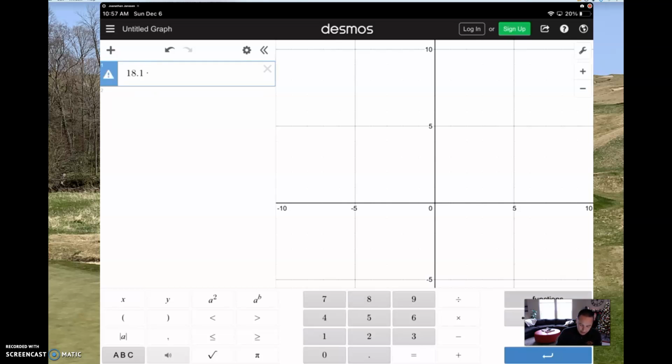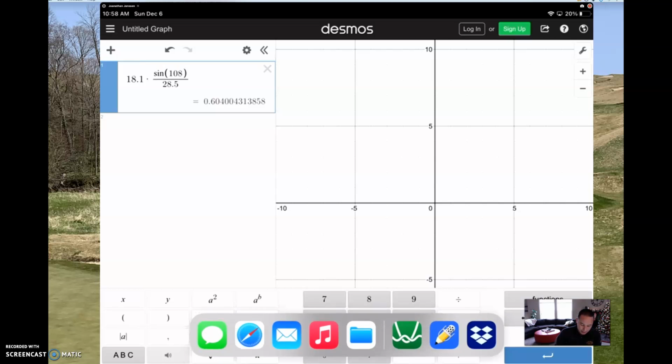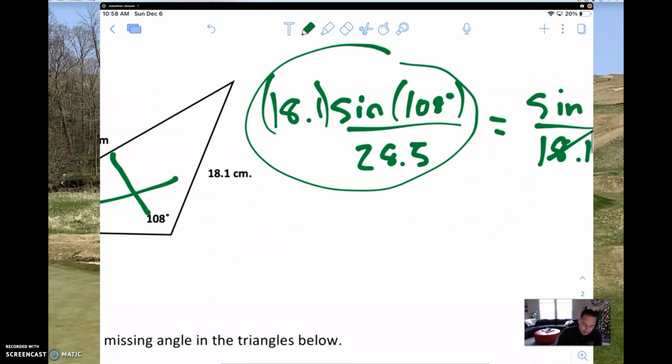18.1 times sine of 108. And then it has to get divided by 28.5. And you'll notice we get 0.604 and so on. So I'm going to go back to Notability. That's about 0.604 equals sine of x.